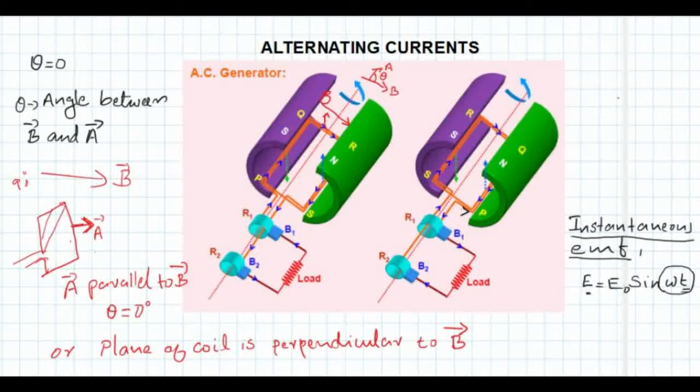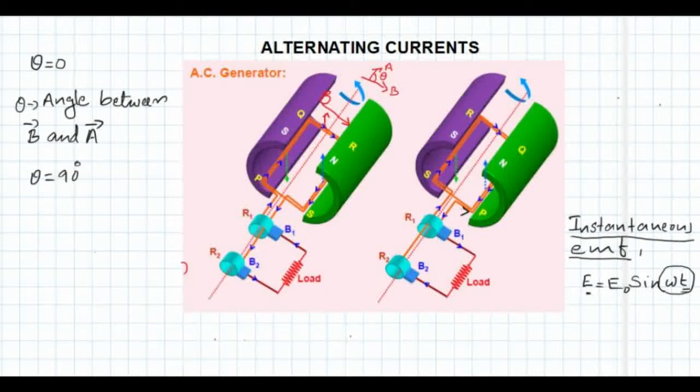So that is one case of omega t, because theta is equal to omega t. So theta equal to 0 means the plane of the coil is perpendicular to the direction of the magnetic field. Normally we think when theta equal to 0, the A is parallel to B, but it is not like that. Theta equal to 0 means the area vector is parallel to B, or the plane of the coil is perpendicular to the direction of B.